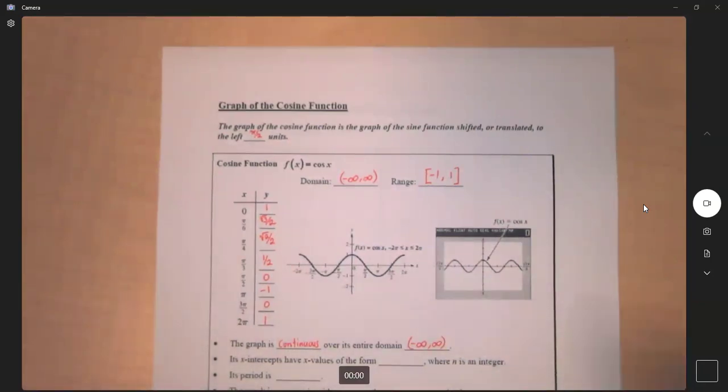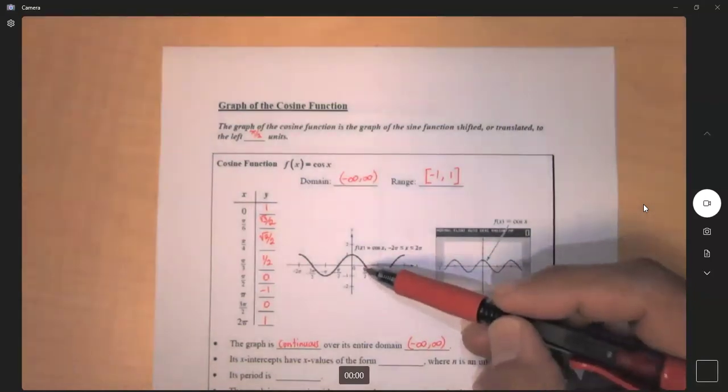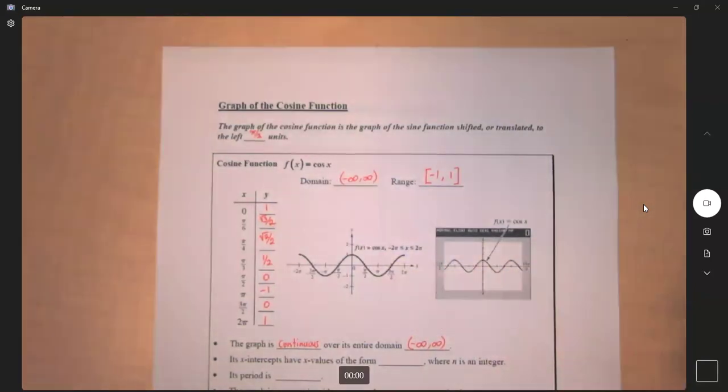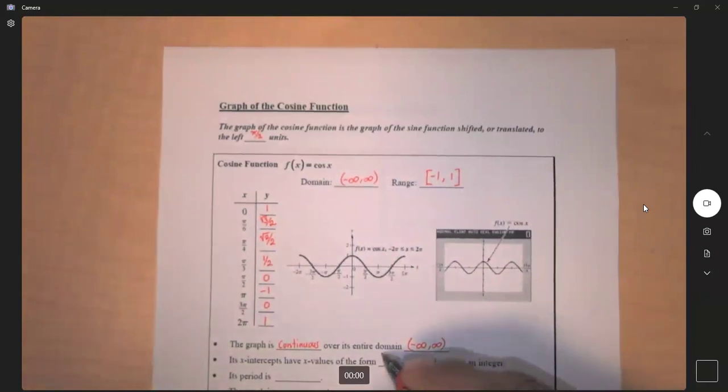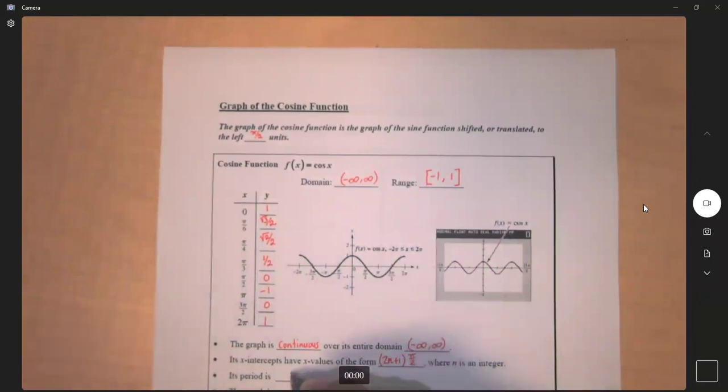And the x-intercepts are a little bit different. Remember, they're off by pi halves. So it's at values of pi halves. So we would write (2n plus 1) times pi halves, where n is an integer. Its period is still 2 pi.